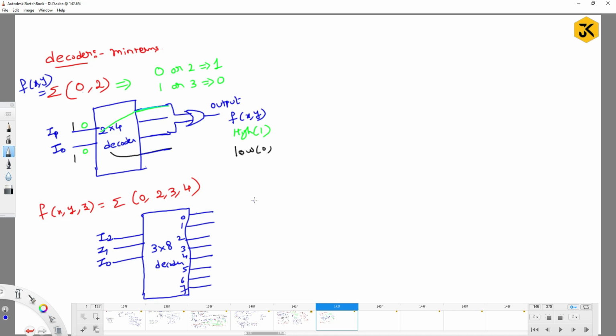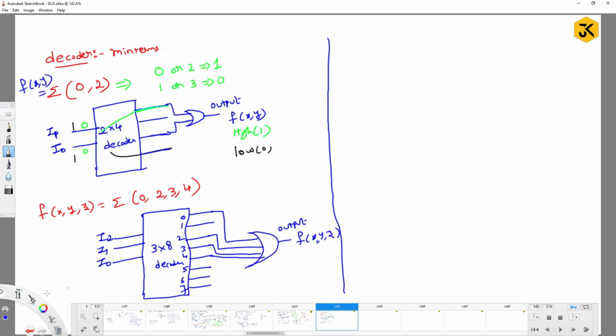At what lines do you need to have the high output? You need to have it either at 0 or at 2, 3 and 4, right? And in all the remaining cases you need to have the output as 0, right? So here you require the output in terms of f of x, y, z. This is the way you can use the decoders, right?